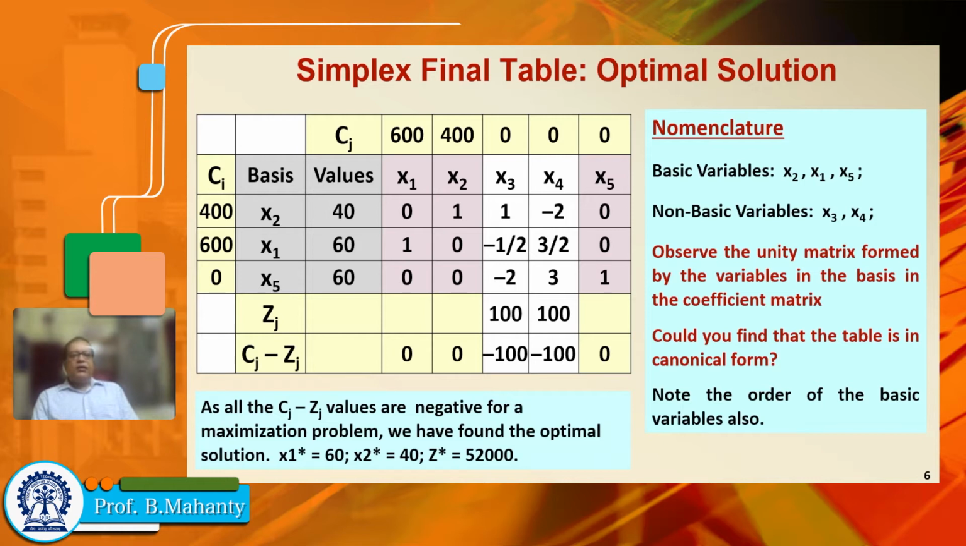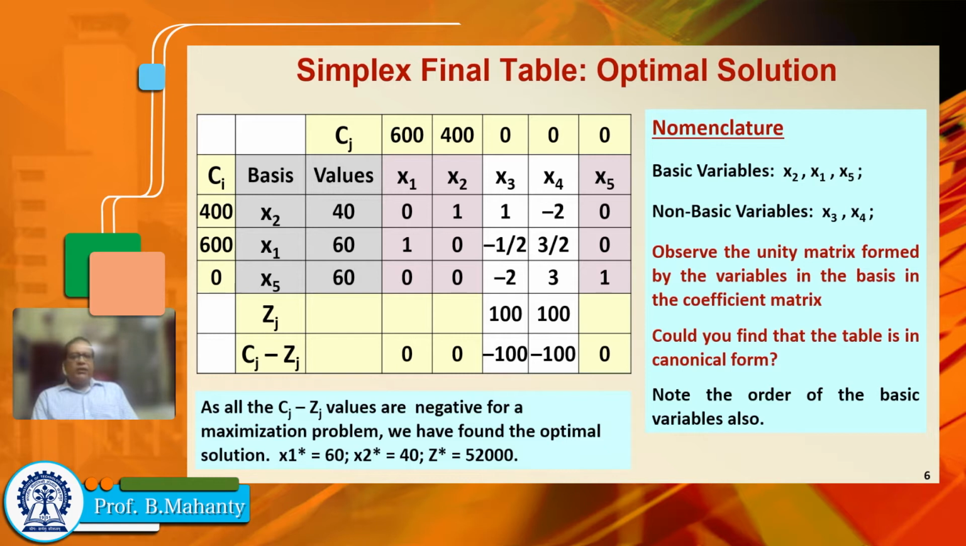Basic variables at this point are x2, x1 and x5. Non-basic variables are x3 and x4. Observe the unity matrix formed by the variables in the basis in the coefficient matrix. Already we have seen that. Could you find that the table is in canonical form? Yes, it is in canonical form.